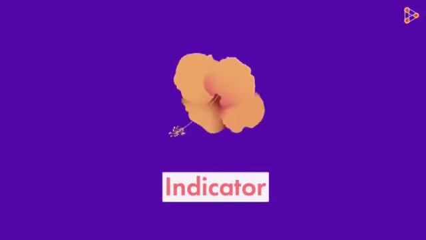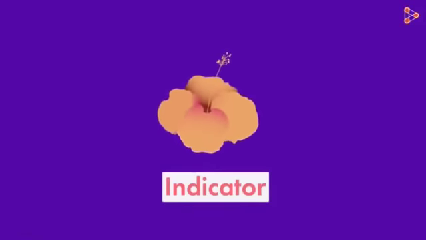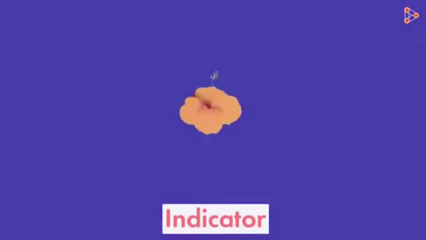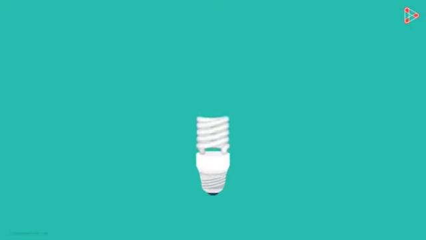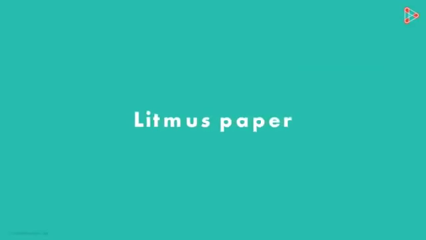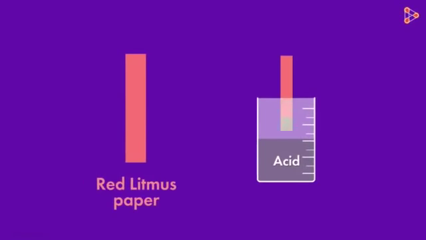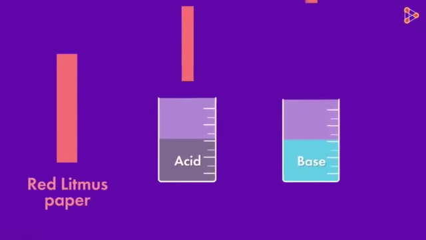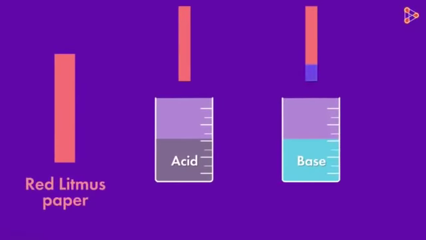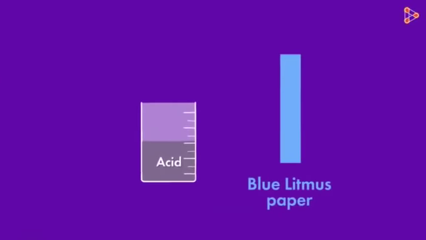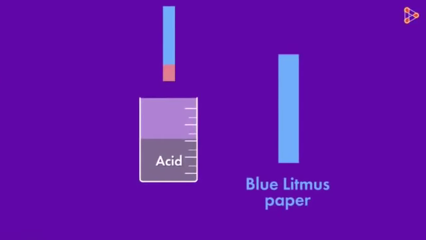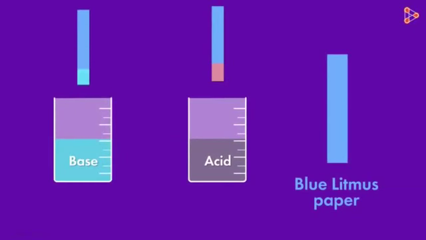However, sometimes it's not very convenient to add the indicator to the solution. In such cases, a different type of system is required, something more efficient. So in such cases, litmus paper comes to our rescue. Two colors of litmus papers are usually available: red litmus paper and blue litmus paper. The red litmus paper, when it comes in contact with an acid, displays no color change but turns blue in the presence of a base. In contrast to this, the blue litmus paper turns red on contacting an acid while it remains unchanged in a basic solution.